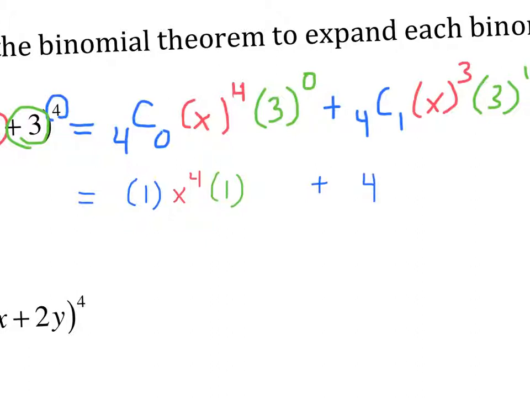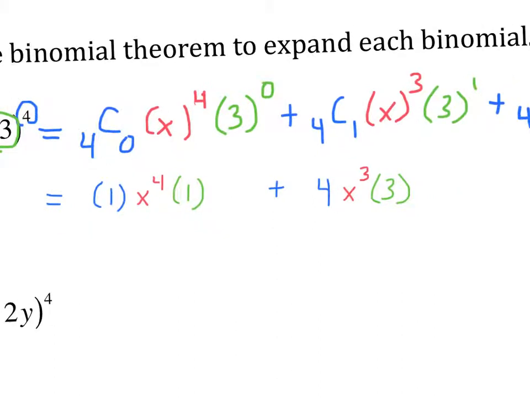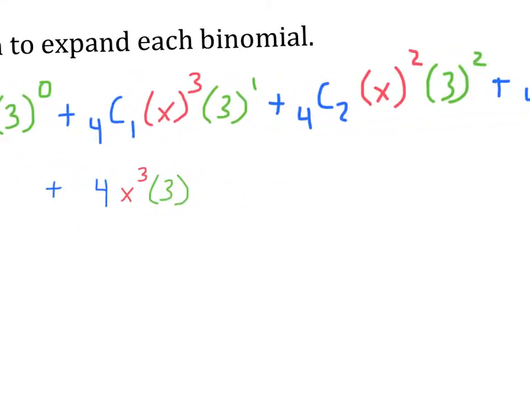Now 4c1 is 4. Why? I have a group of 4 people. I'm choosing 1. So how many ways do I do that? There's only 4 ways to do that. The red is x cubed, and 3 to the 1 power is 3.